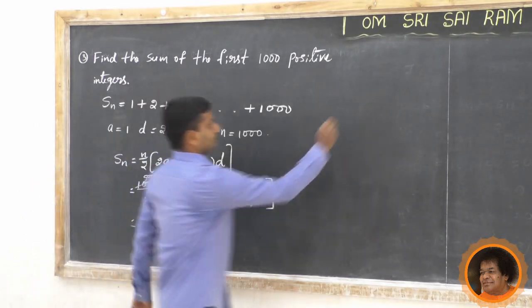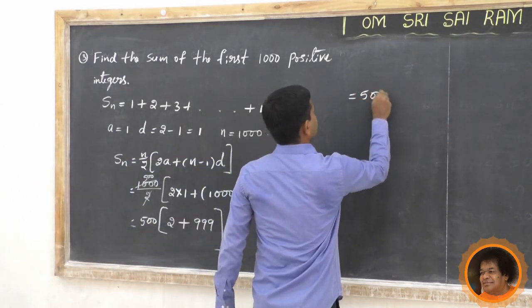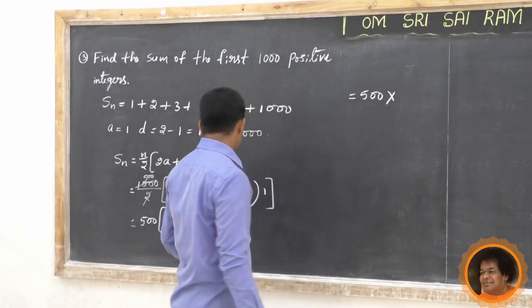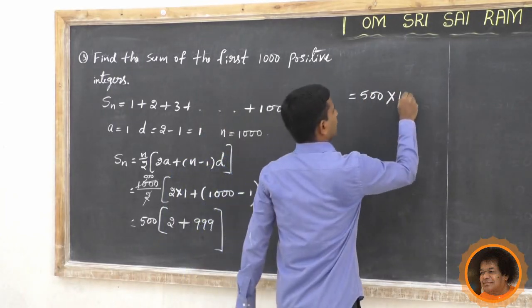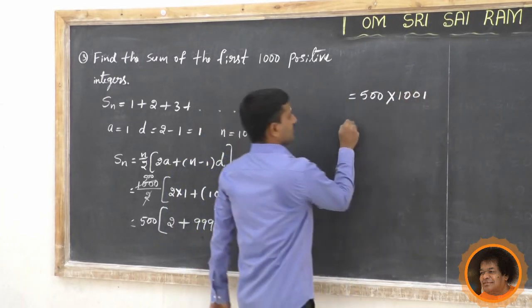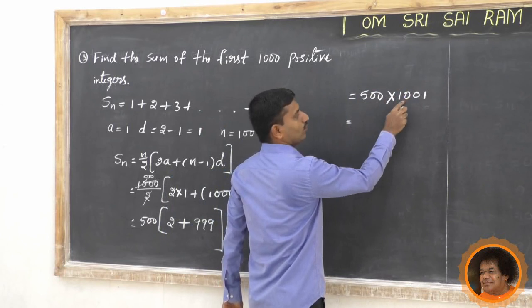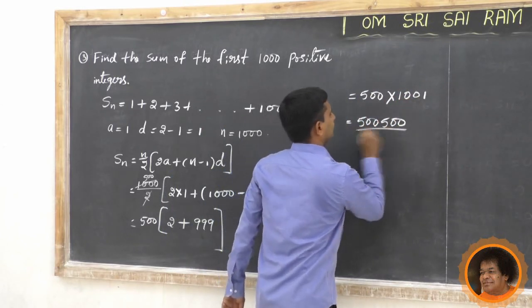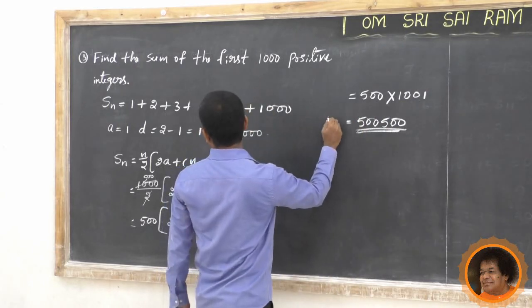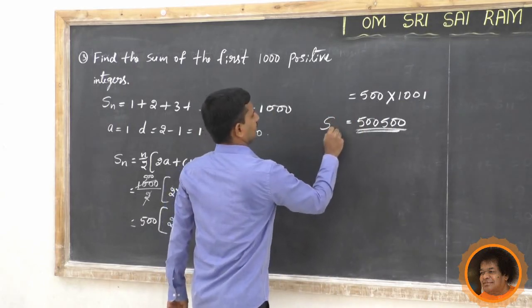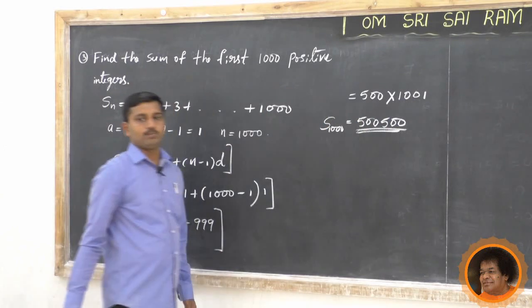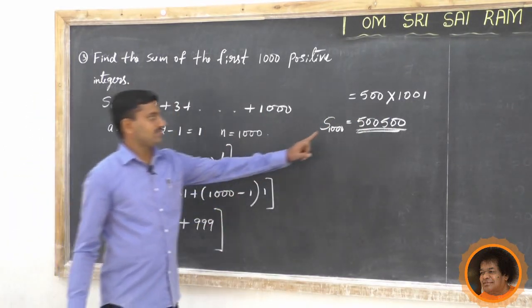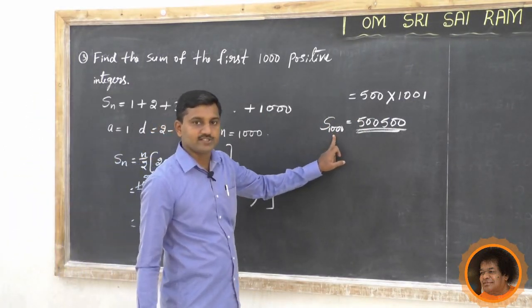Now simplify. 500 into 2 into 1, that is 2, plus 1000 minus 1, that is 999 into 1, that is 999. So equal to 500 into 2 plus 999, that is 1001. Now multiply 500 into 1001. So this is the sum of the first 1000 positive integers.